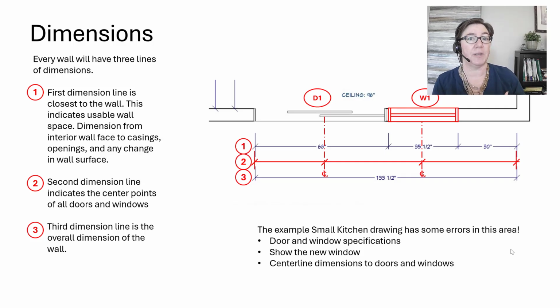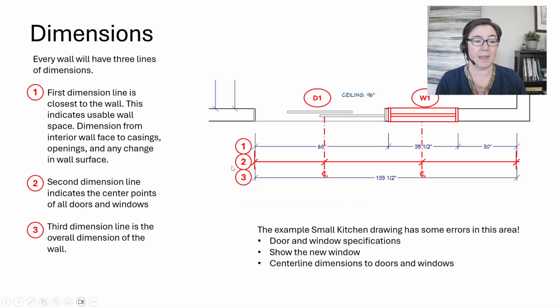Let's talk about dimensions specifically for the construction plan. Every wall is going to have 3 lines of dimensions. That should be familiar to you from the floor plan, but they are slightly different. Your first dimension line is the one closest to the wall, and it indicates usable wall space. You're going to dimension from the interior wall face to any casings or openings, and any change in wall surface. So that should be very familiar to you from the floor plan.